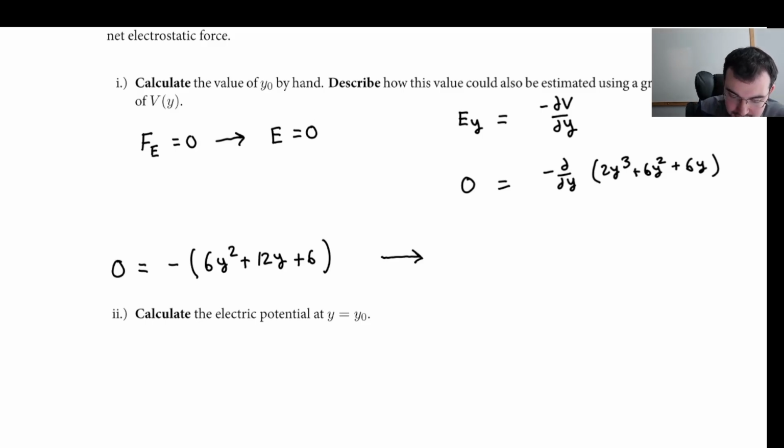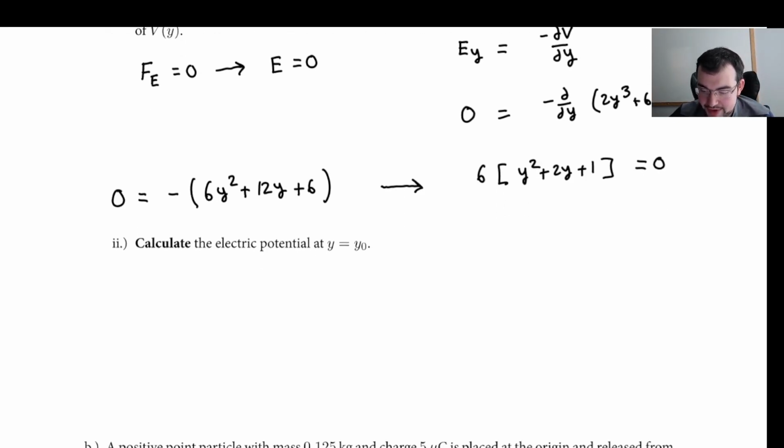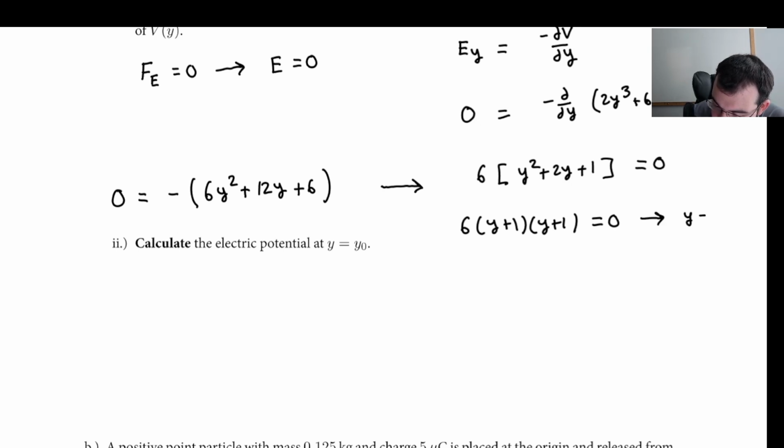Because everybody has a 6 in it after I cancel that negative out, because that's not going to make something 0 or not. I can factor out a 6, and I get y squared plus 2y plus 1 is equal to 0. And this factors. So you could use your perfect square identity, or you could say, what two numbers multiply to 1 and add to 2? Well, that's going to be 1 and 1. So 6 times y plus 1 times y plus 1 is equal to 0. And solving this gives us a unique solution at y equals negative 1.